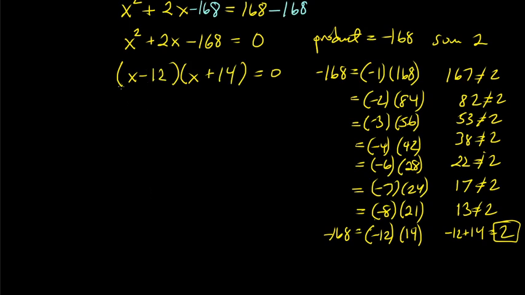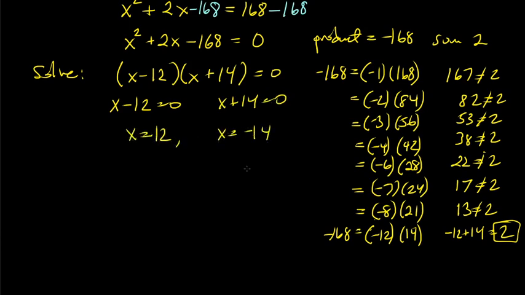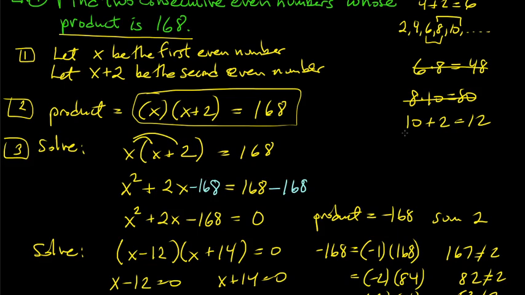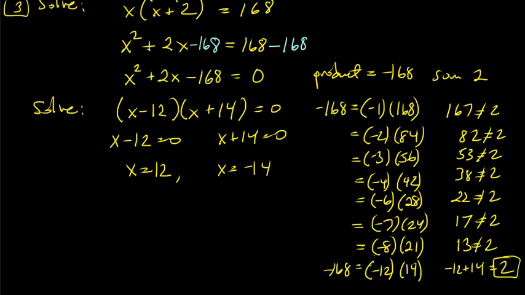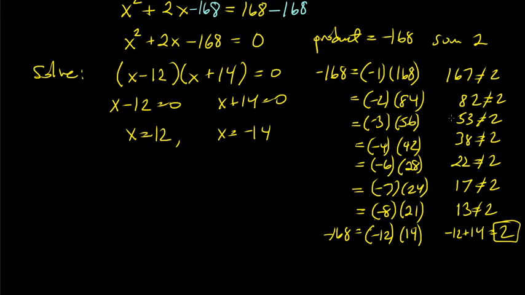Okay, so that's the factoring part. Now we just have to solve, because it does equal 0. And that's pretty easy. x minus 12 equals 0, x plus 14 equals 0, so we get x equals 12 or x equals negative 14. So wait a minute, there's two answers here? Well, it depends on what you mean by consecutive even numbers. Usually we don't think of negative numbers as being even, but they can be. So there's actually two sets of answers here.